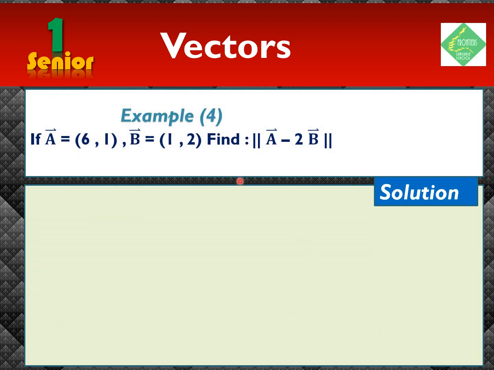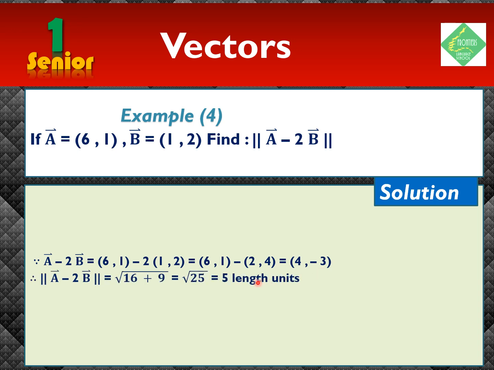Example 4. A is 6 and 1, B is 1 and 2. Find the norm of A minus 2B. First you will get A minus 2B. Then second you will find the norm by the root of x squared plus y squared, the coordinates of the required point. A minus 2B equals 4 and negative 3, as we discussed. To calculate its norm, 4 power 2 plus negative 3 power 2 will be 25 under the root, so it will equal 5 length units.